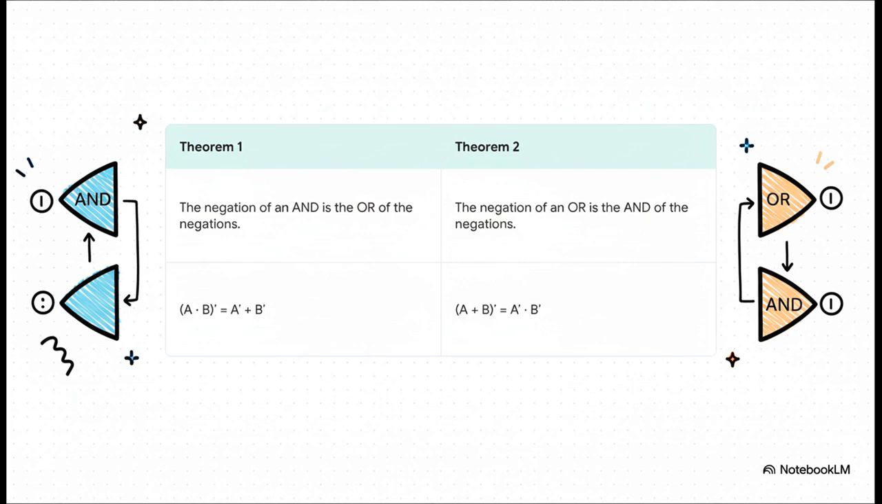The first one says that if you NOT an AND, that's the same thing as NOTing each input separately and then ORing them together. And the second theorem? It's the exact opposite. NOTing an OR is the same as NOTing the inputs first and then ANDing them. This is it. This is the secret. The swap totally works, as long as you flip everything along the way.